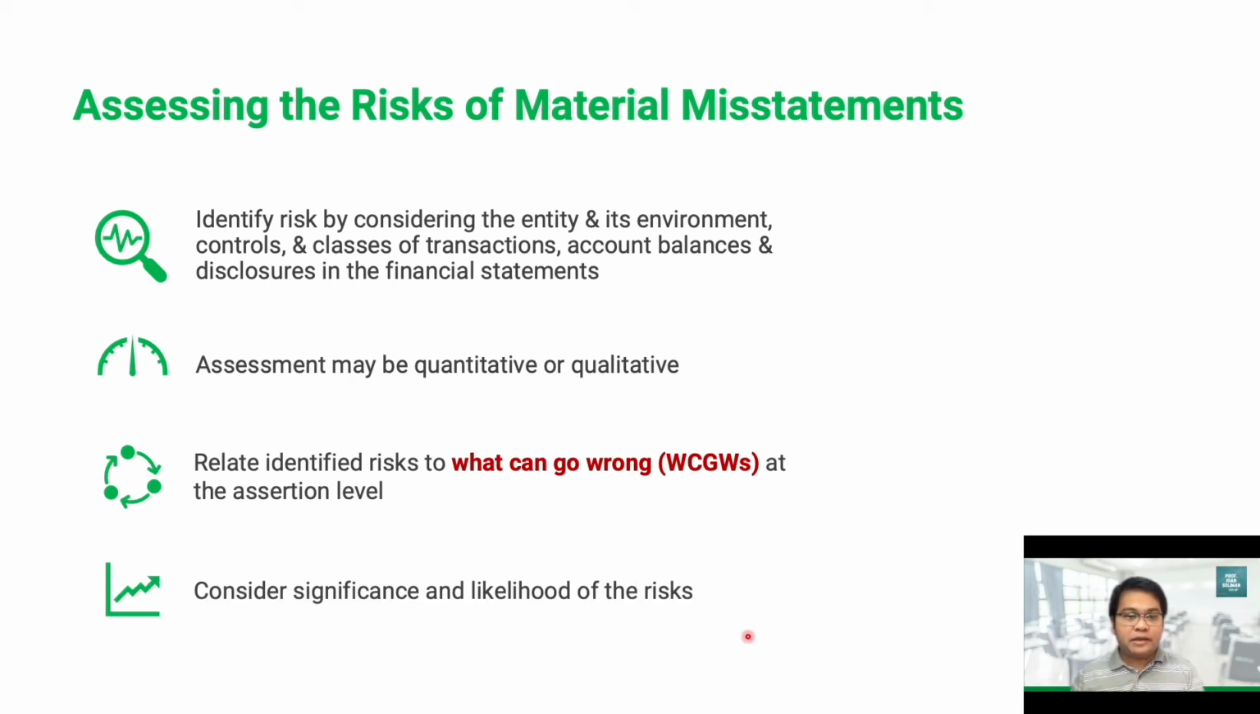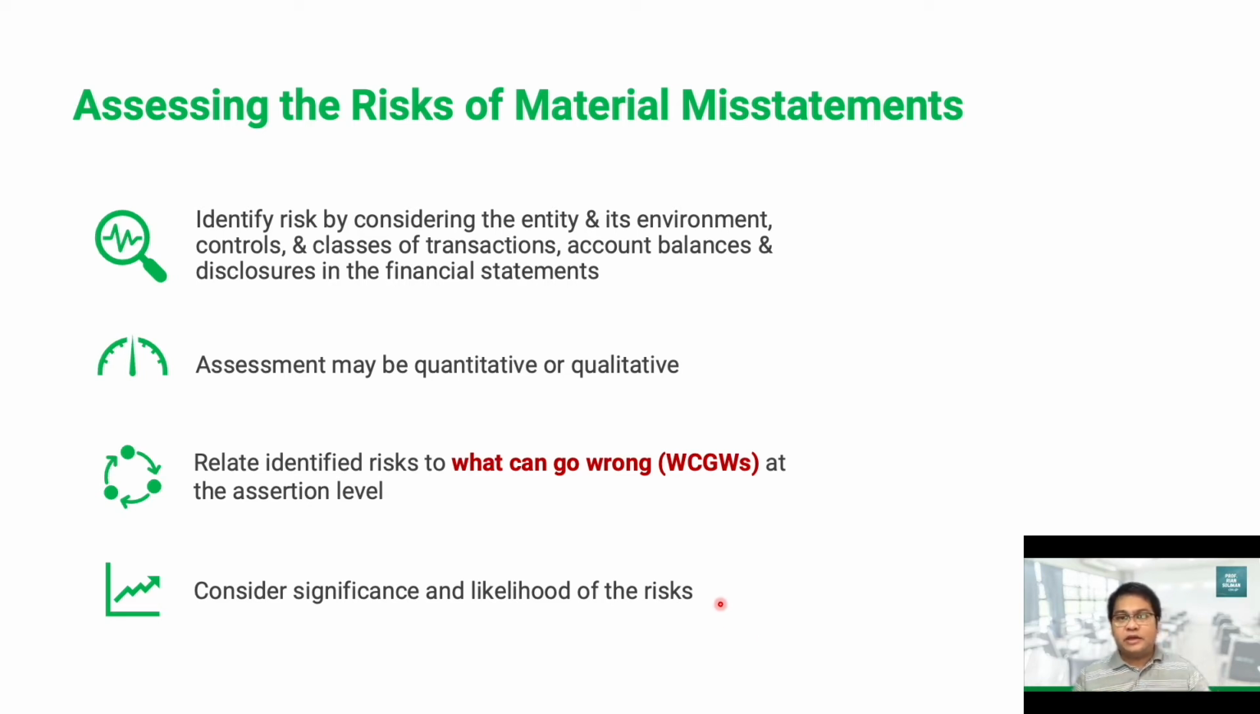And then finally, we consider the significance and the likelihood of the risk, the magnitude of the risk. So how material can it affect the financial statements? How pervasive can it affect the financial statements? Because remember, at the end of the day in our risk-based audit process, we have to prioritize. So we have to prioritize those areas which could lead to higher risk of material misstatement.